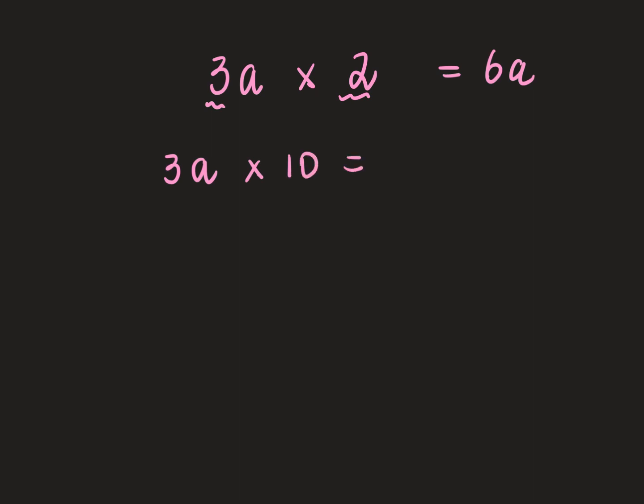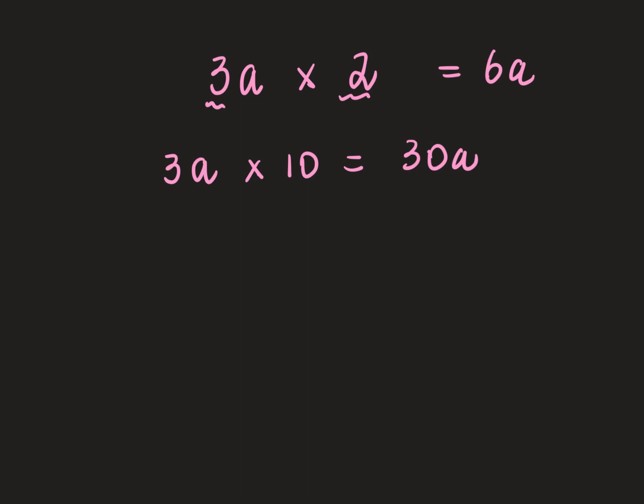Have a look at this one. 3a times 2. This means I've got two lots of 3a. I've got 3a over here, a plus a plus a over there, and a plus a plus a over here. What have I got all together? I've got 6a. 3 times 2 is 6. 6a. What about if I've got 3a times 10? What have I got? I've got 30a.